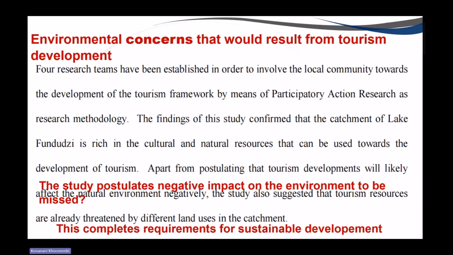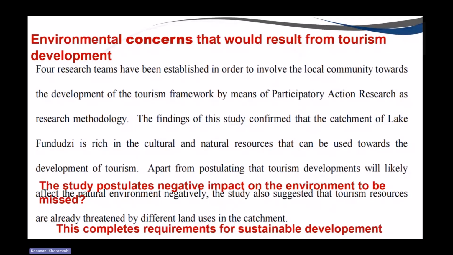Four such teams have been established in order to involve the local community towards the development of tourism frameworks by means of participatory action research as the research methodology. The findings of this study confirmed that the catchment of Lake Mfunduzi is rich in cultural and natural resources. The cultural resources and the natural resources can be used towards the development of tourism, apart from postulating that tourism developments will likely affect the natural environment negatively.